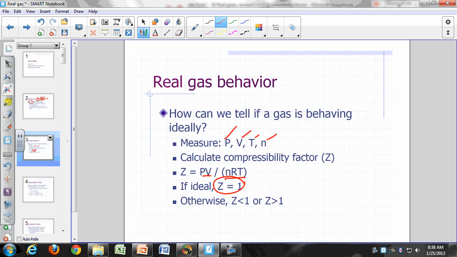So we can define the compressibility factor as something that tells us whether or not your gas is behaving ideally. If it's equal to 1, it's ideal. Otherwise, Z would either be less than 1 or greater than 1. Can Z be negative? No, because pressure, volume, temperature, and number of moles are all positive. So it's either less than 1 or greater than 1, but it can't be negative.